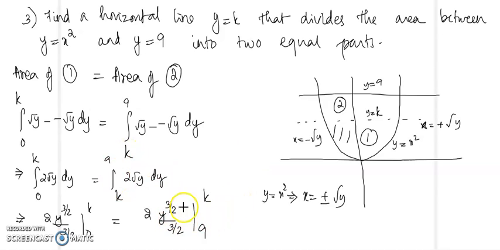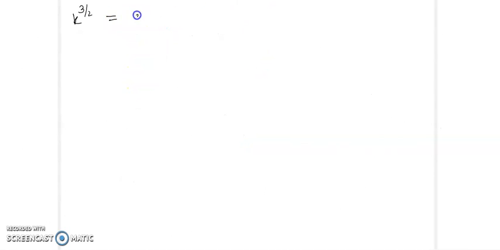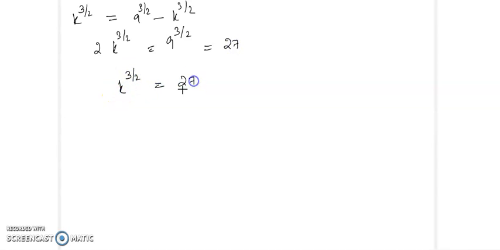Sorry, it is 9 here and k here. So 9 raised to 3 by 2 minus k raised to 3 by 2. So 2 k raised to 3 by 2 will be equal to 9 raised to 3 by 2. So that will be equal to 27. So k raised to 3 by 2 will be equal to 27 by 2. So k is going to be equal to 27 by 2 whole power 2 by 3.